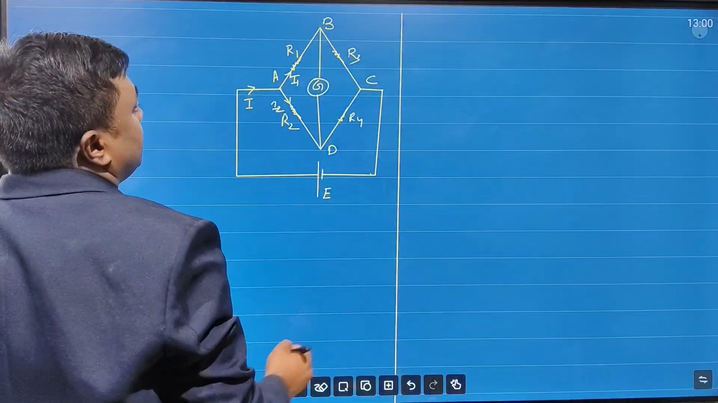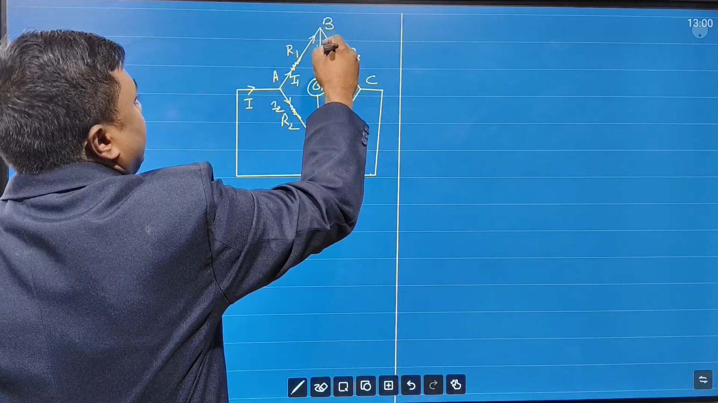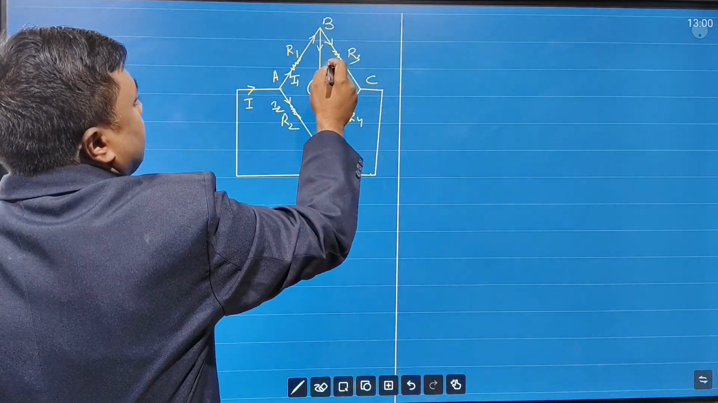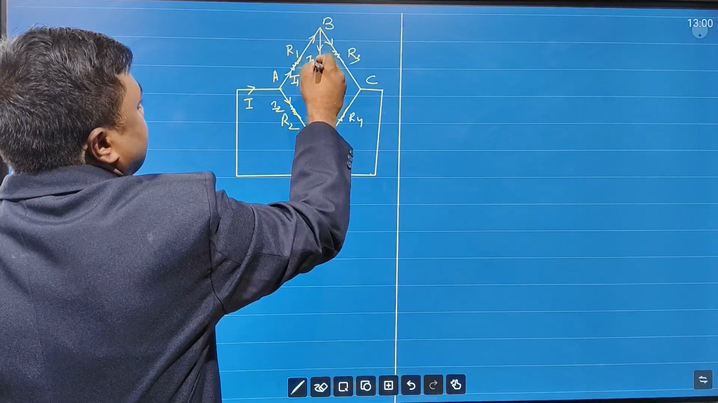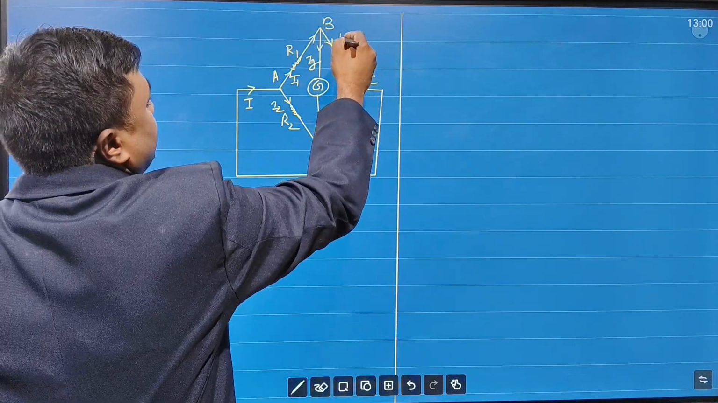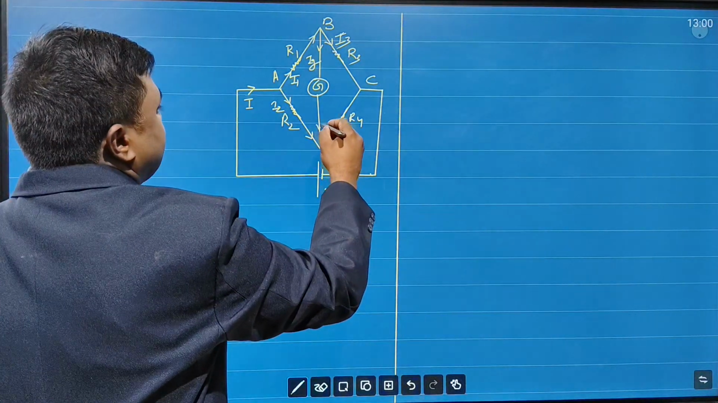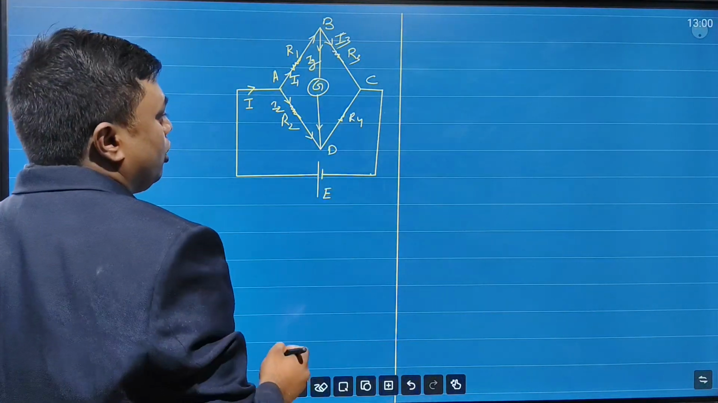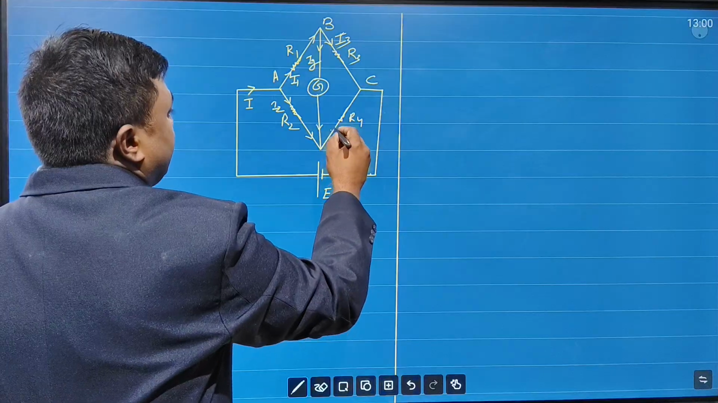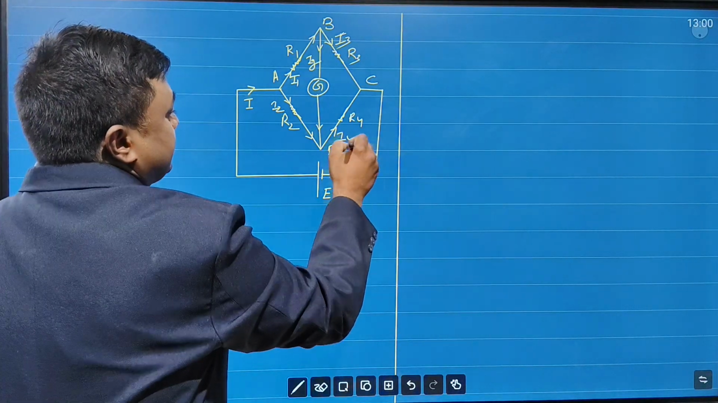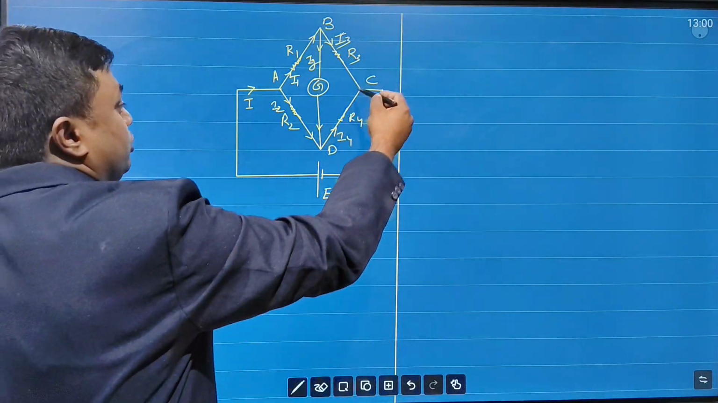Now again here you can see the current divides in this branch and this branch. Current through the galvanometer, you take Ig. Current through R3, you take I3. Again, you can see I2 and Ig are coming at this junction D. Here this current is leaving. Let's take this current as I4, as it is the current through R4.